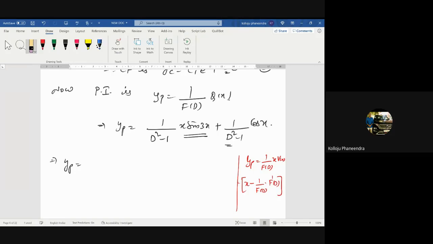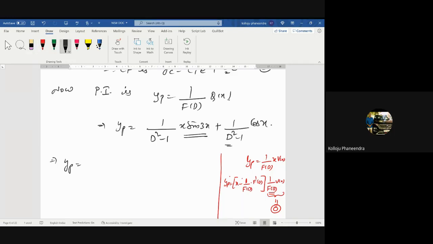Okay, space is not sufficient here. Let me extend this. Yp equal to, what is the formula? X minus f dash D by f of D, you write f dash D here only, not on the numerator position, into 1 by f of D into V of x. This is the formula. Provided when I operate, f of D should not be 0. That is one part. I am applying that now.